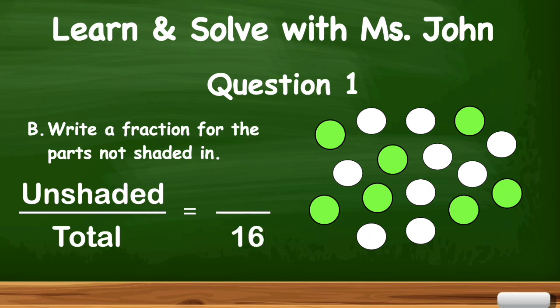Now we're going to find out what are the total number of dots not shaded in. 1, 2, 3, 4, 5, 6, 7, 8, 9. There are 9 dots that are not shaded in. So the top number is 9. Therefore, the fraction for the parts not shaded in is 9 over 16.